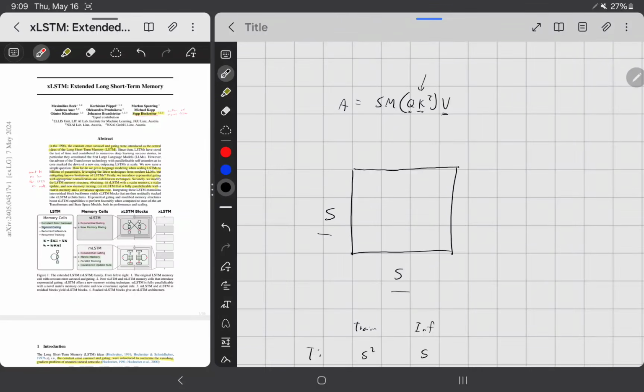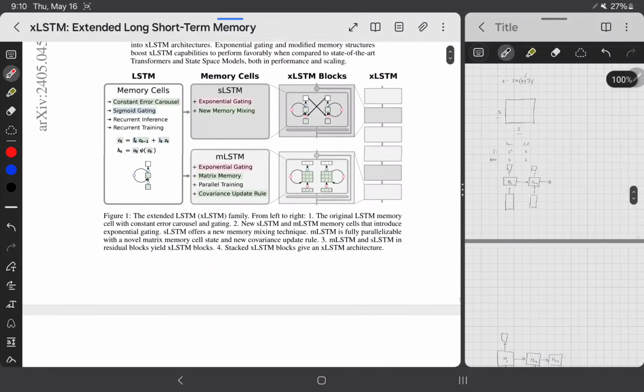So the idea here is, how can we make an LSTM more expressive? LSTMs used to be the state of the art. How can we make this thing as expressive as possible? And they show that they can get near transformer accuracy with a lot less compute. So let's look at how they do that.